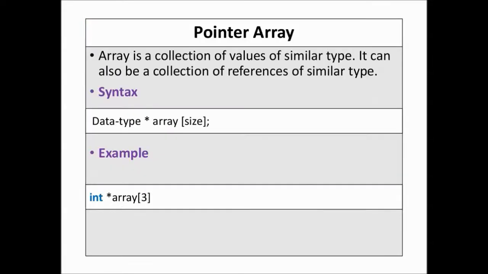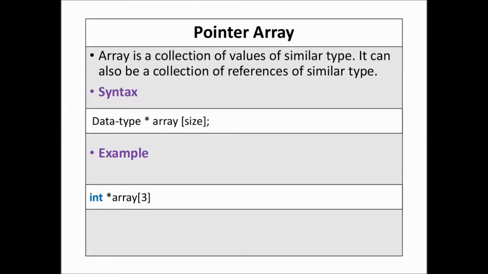Pointer arrays are arrays of pointers. An array of pointers is an array in which each element is a pointer. Each element in the array can store a memory address. The array can store the memory addresses of different objects of the same type. The syntax of an array of pointers is the data type, then the star pointer, then the array name, and then into the brackets the size of the array.